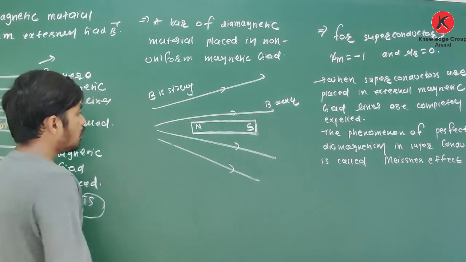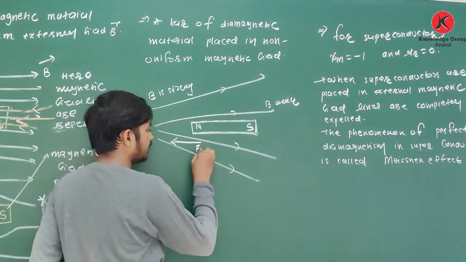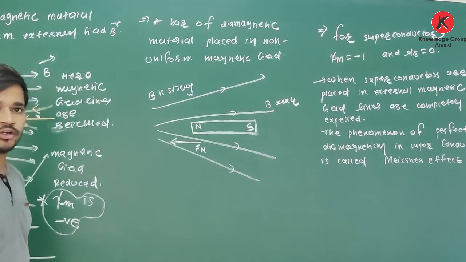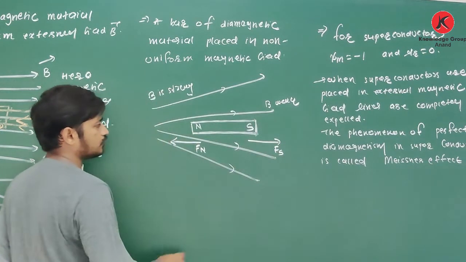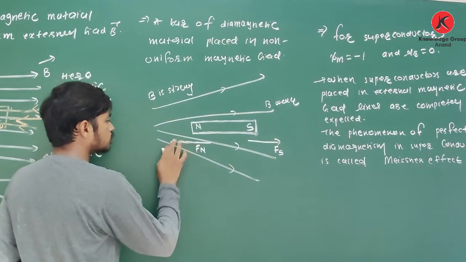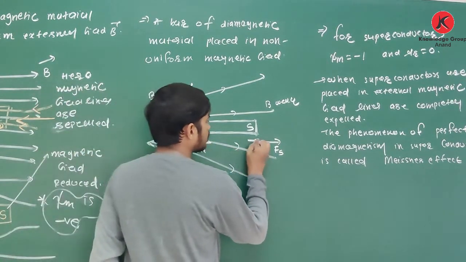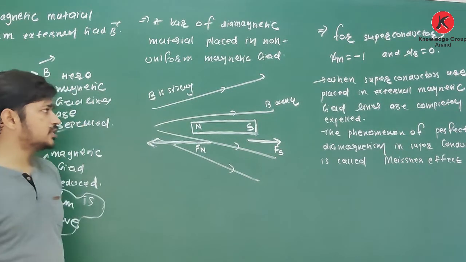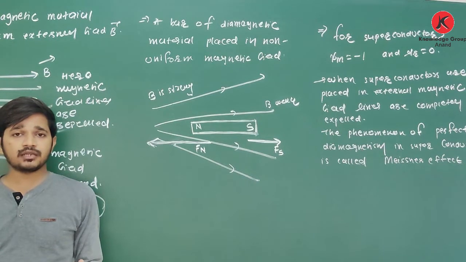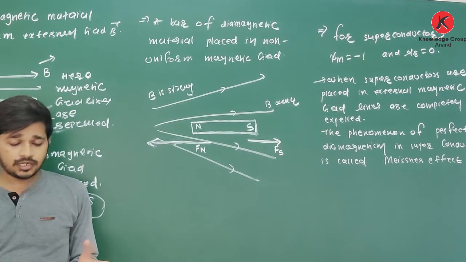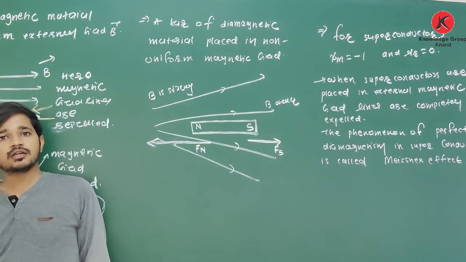Yes. So the force acting on this north pole is in this direction, that is Fn. And the force acting on the south pole, that is Fs, is in this direction. Like the force acting on a positive charge is in the direction of the magnetic field, and the force acting on a negative charge is in the opposite direction. Similarly, clear about this?